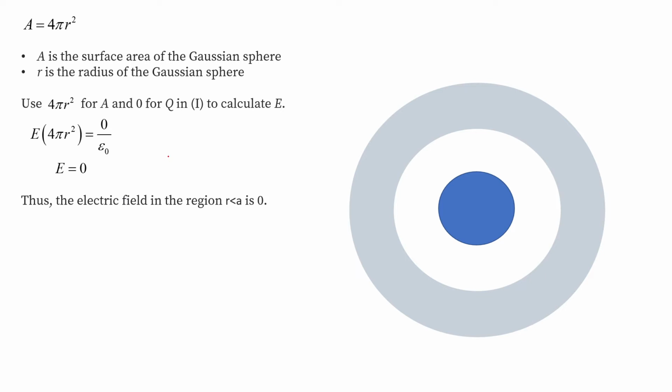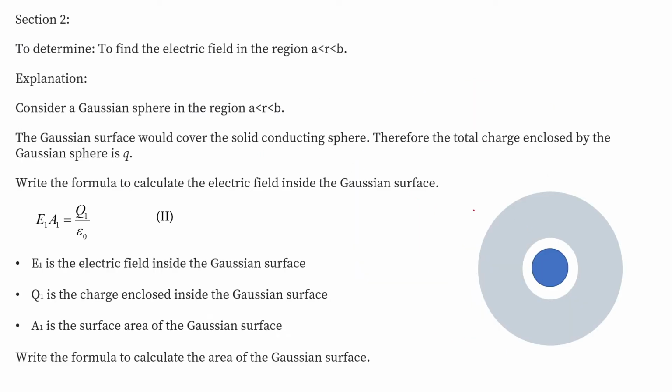Now let's move forward. Here, the radius of our Gaussian surface is between A and B.